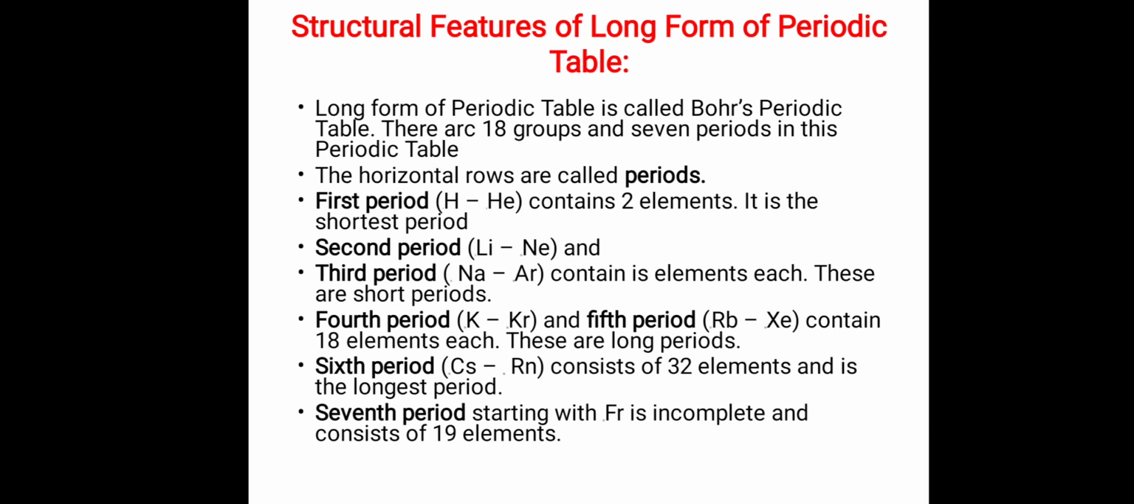Then the third period is sodium to argon. It contains 8 elements. These are also short periods. The fourth one is potassium to krypton, and the fifth one is rubidium to xenon. These are long periods, so they contain 18 elements each in the fourth and fifth. The sixth period, cesium to radon, consists of 32 elements and is the longest period. The seventh one starts with francium, is incomplete, and consists of 19 elements.